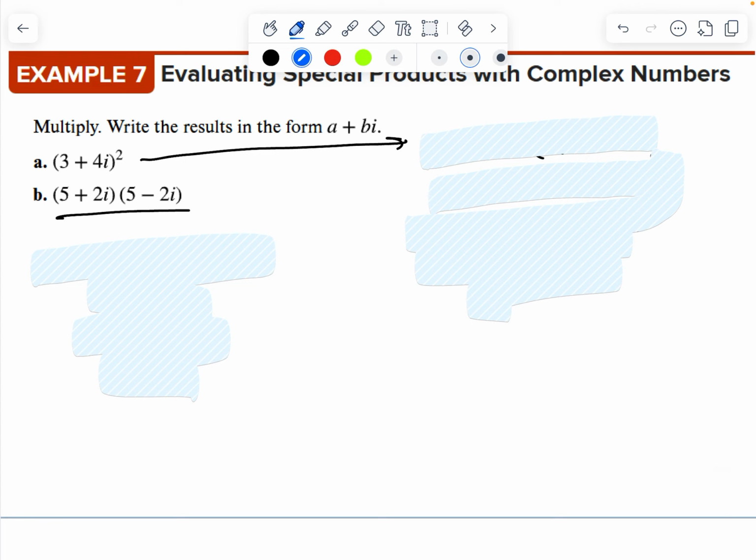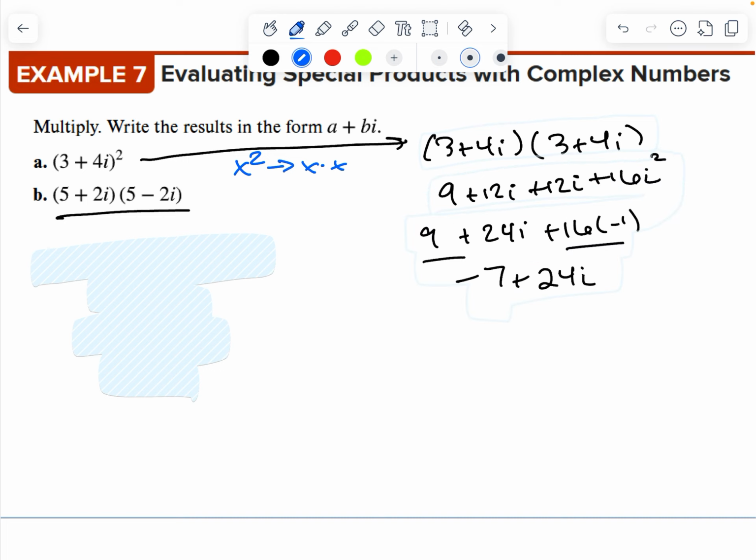(3 plus 4i) squared. Anything squared is just that times itself, like x squared is the same thing as x times x. Here, (3 plus 4i) squared is the same as (3 plus 4i) times (3 plus 4i). Pause the video for a second, see if you can solve this. This is what that solution looks like. You FOIL to get this line, combine like terms, change your i squared out for a negative 1, combine like terms again.